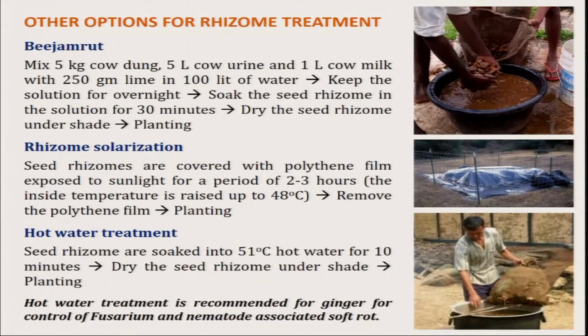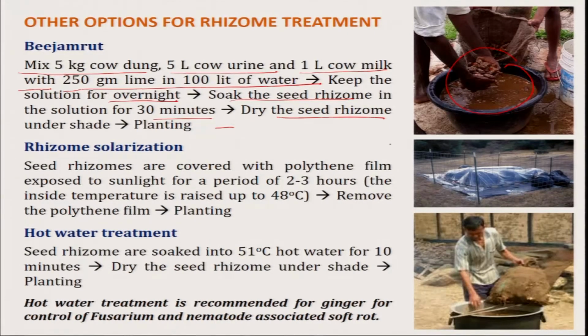I have already told the seed treatment is very much important. And how to do the seed treatment? One is called Bijamrit. This has been derived from our indigenous knowledge, and there is lots of science behind it. This has been generated from our indigenous desi cow. It is a mix of 5 kilo cow dung, 5 liter of cow urine and 1 liter of cow milk with 250 gram lime in 100 liter of water. After the mixing, keep the solution for one night, soak the seed rhizome in the solution for 30 minutes. A farmer is doing the soaking, and after drying in the shade, we should go for the planting.